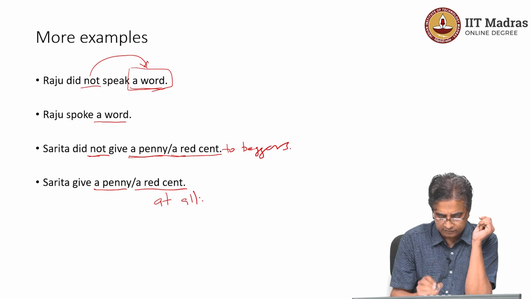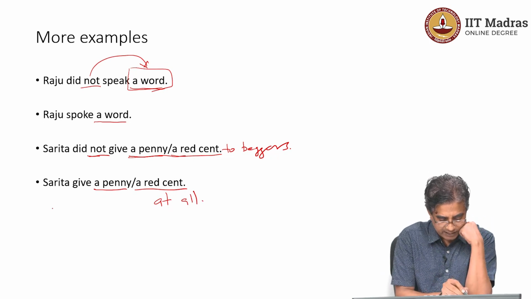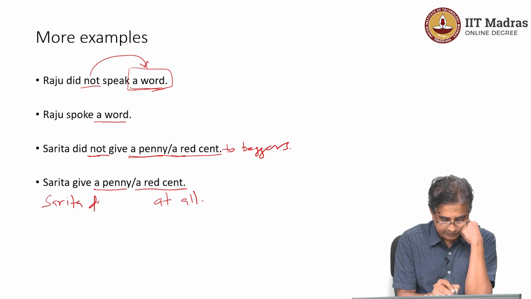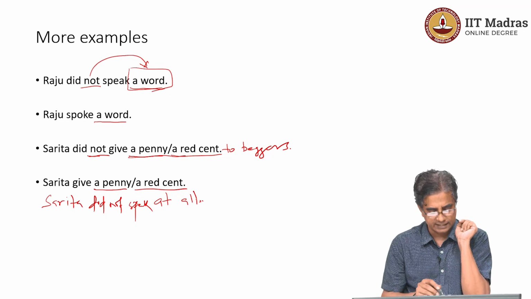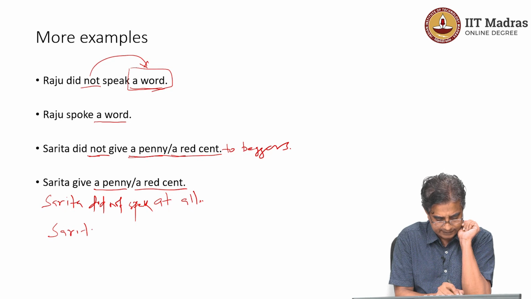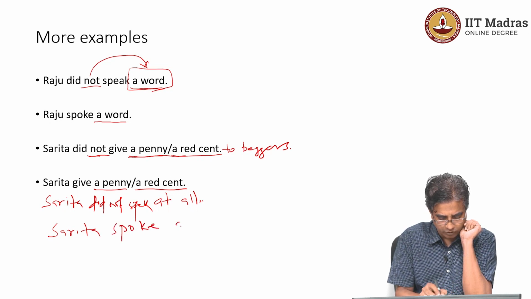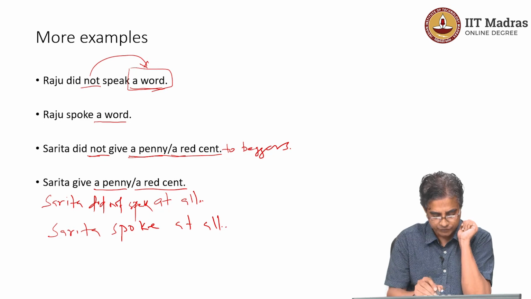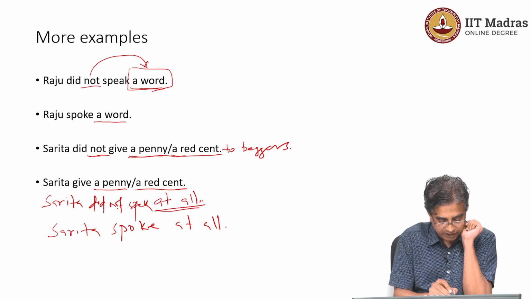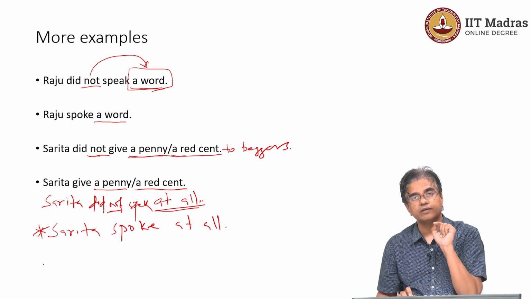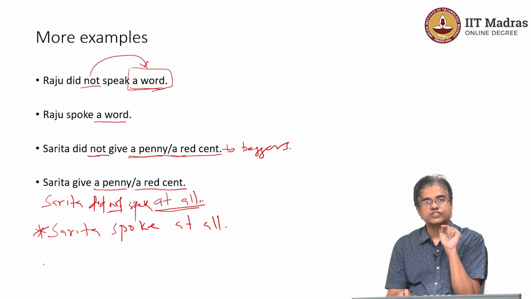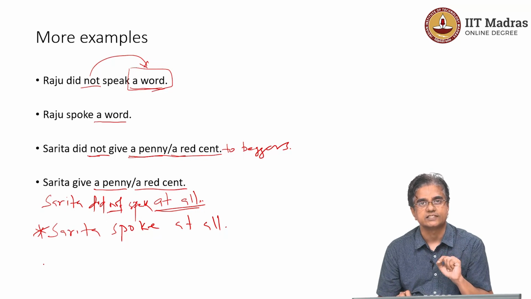At all. We have to say Sarita did not speak at all. We cannot say Sarita spoke at all. So these elements are sensitive to negation. Therefore, it is important for us to pay attention to these nuances.